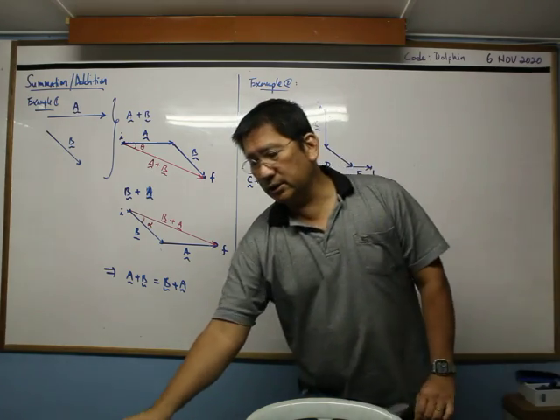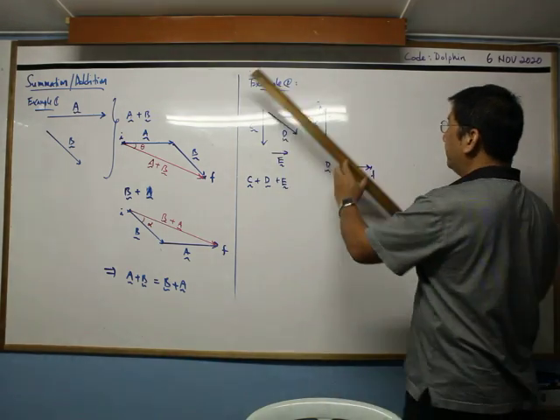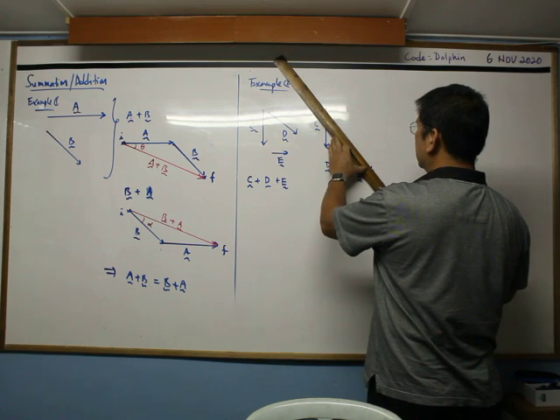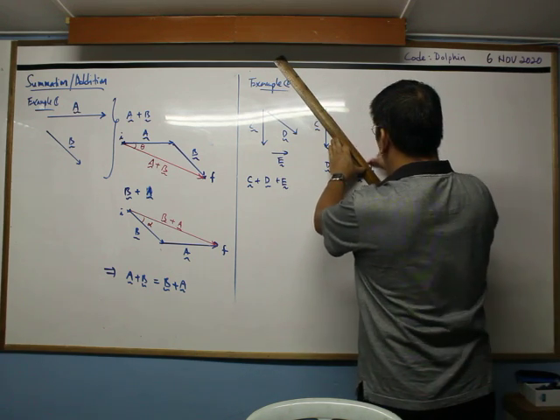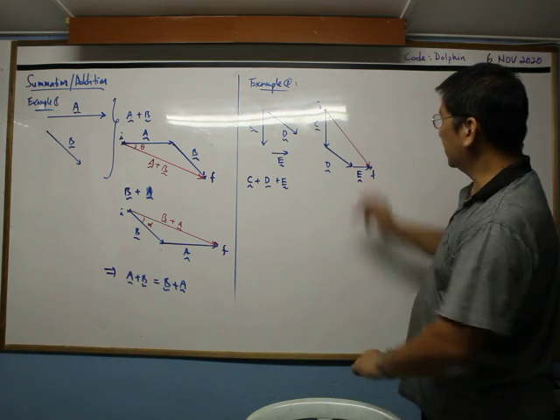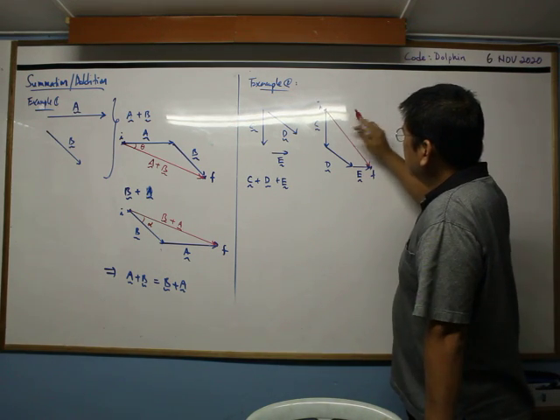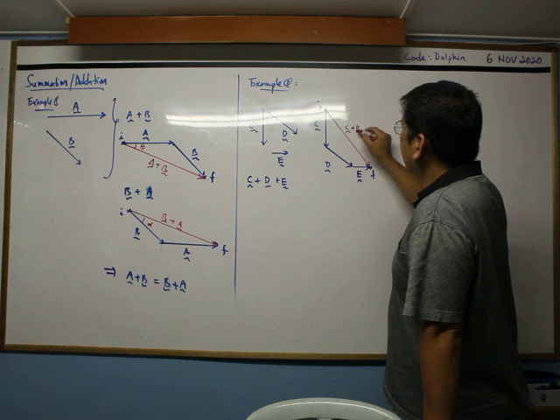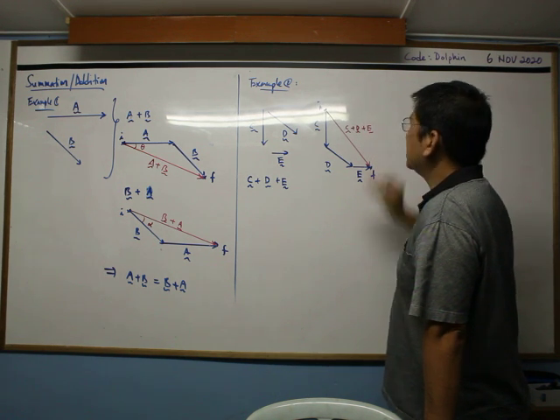So what you need to do is just complete the diagram. Starting from I, go to F. Now you get that vector. So this vector is C plus D plus E.